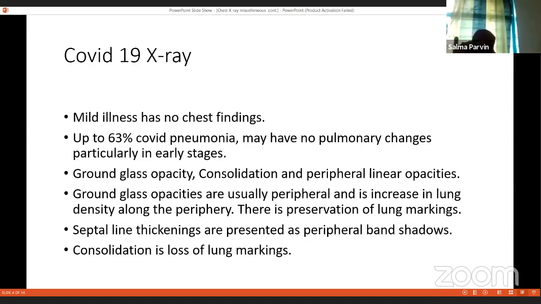The ground glass opacities are the confluence of the very early viral components, and thus it just increases the density of the involved lung, and there is preservation of the lung markings, as you can see. And when these ground glass opacities are superimposed with pneumonia, then there is loss of lung markings. And the septal line thickenings are presented as peripheral band shadows. Consolidation is loss of lung markings, as I have mentioned.